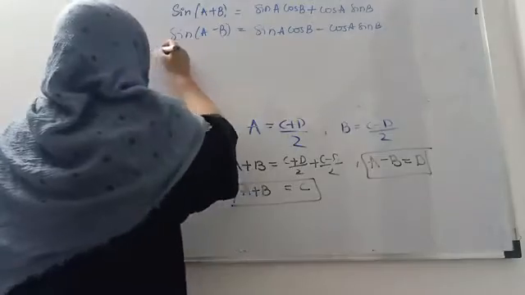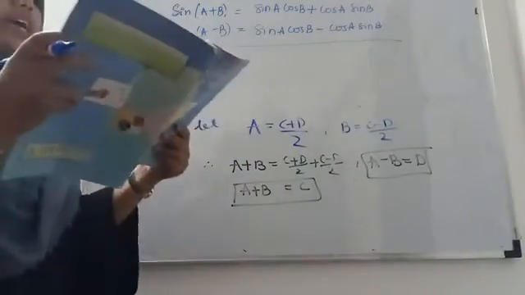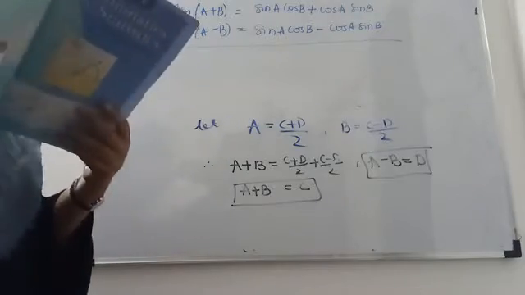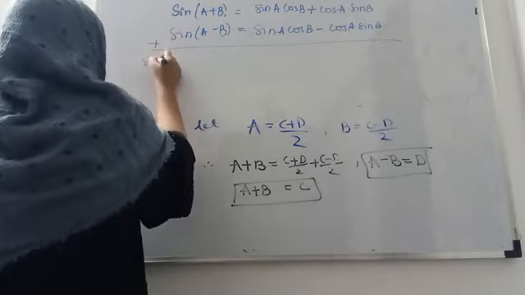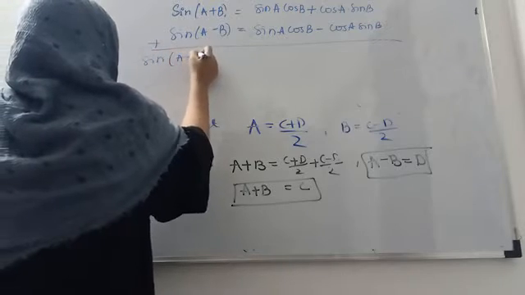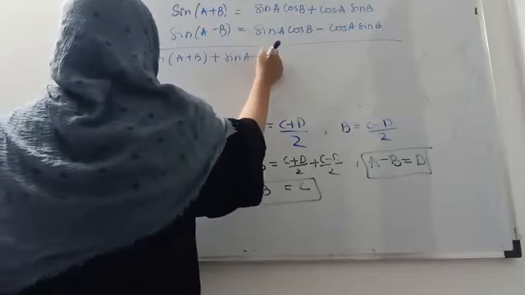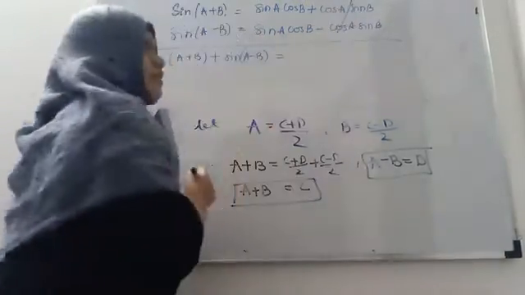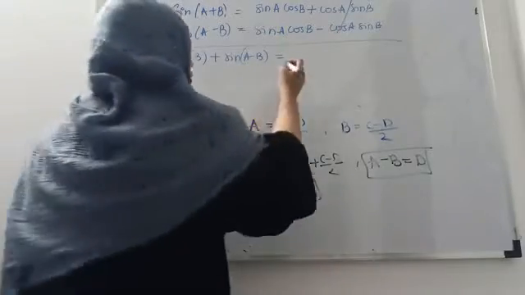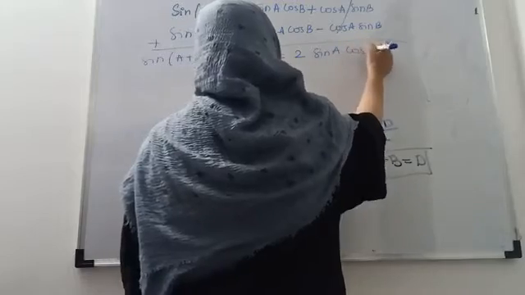Now we will add them, because our first formula is an addition, right? Sin C plus sin D. So we will add them. So here the answer is sin A plus B plus sin A minus B, right? Which is equal to, and here if you add, this term and this term will get cancelled. You will be left with 2 sin A cos B.